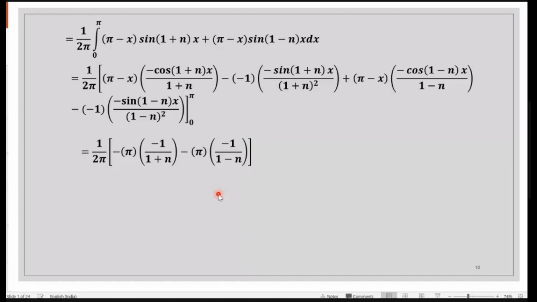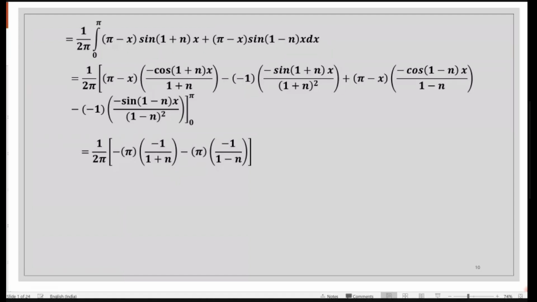When we apply the upper limit, everything is becoming 0 because we have pi minus pi terms with the cos function and sine terms. Sine is already equal to 0. But the other two terms are becoming 0 because when x is pi, you will get pi minus pi. So all four terms become 0 when the value of x is pi. Similarly, now put the value of x as 0. When x is 0, the second and fourth terms become 0. The rest will give two terms when x is 0.